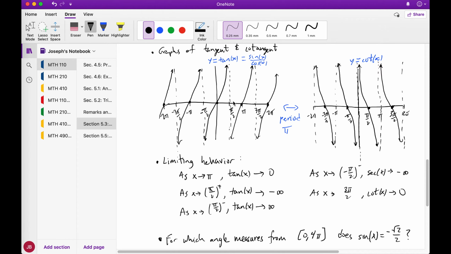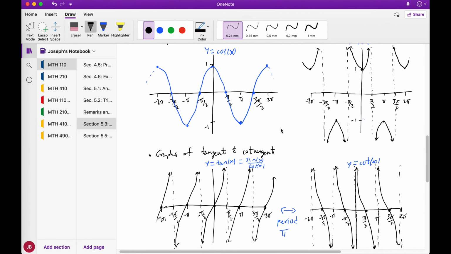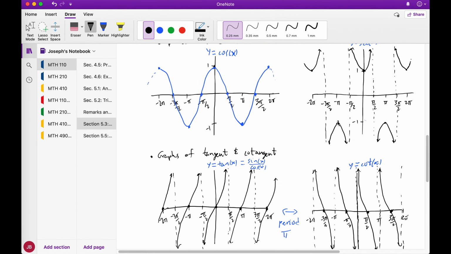Now, this notation means approach pi over 2 from the right. So here's pi over 2. Look just to the right of it. What's happening to the tangent values? Well, they're shooting down towards minus infinity. Similarly here, look at pi over 2. Look to the left of it. Where are the tangent values shooting towards? Positive infinity.